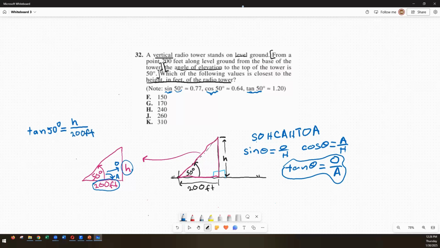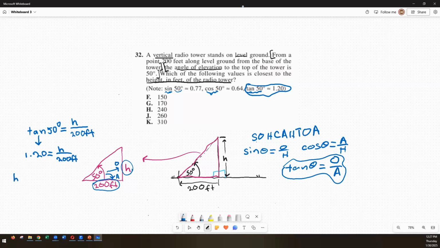Now, if you were taking this in class, you might be asked to use your scientific calculator to determine what the value of tangent of 50 degrees is, but it's even easier for us because we're given that right here. It's like they gave us a little calculator right in the problem. So we can say that tangent of 50 degrees is 1.2. And of course, that's unitless, which we would expect it to be, equals h divided by 200 feet.